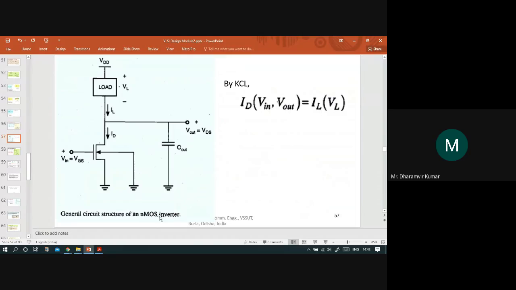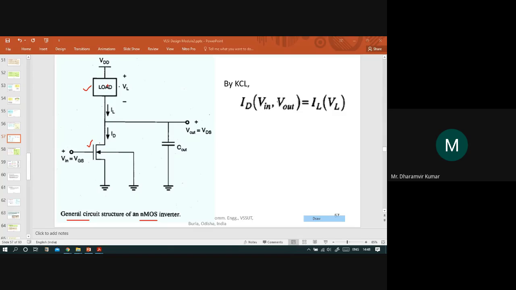This is the general circuit of an NMOS inverter, and this uses one NMOS transistor. So this is the NMOS inverter in the lower side, and in the upper side, on the top side, we have a load. Now this load can be made of a variety of elements. This can be a MOSFET, this can be an NMOS, this can be a PMOS, this can be a resistance, or such. So this load can be any general load.